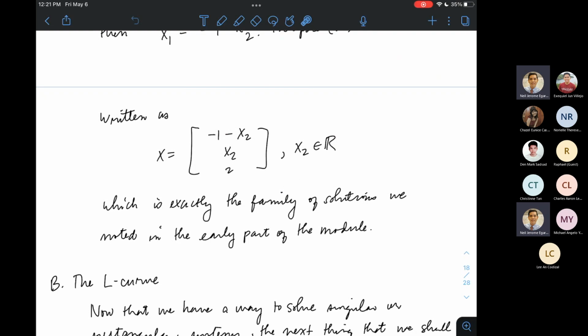Okay? So ito yung paraan ng pagkuha ng lahat ng solution sa isang consistent rectangular system using the results we have for the pseudo-inverse. Okay? So any questions about that?